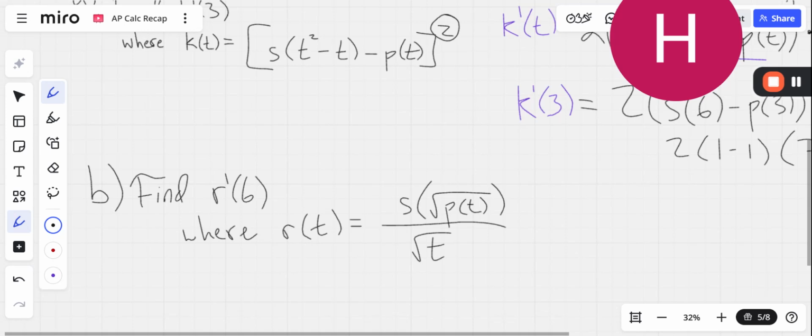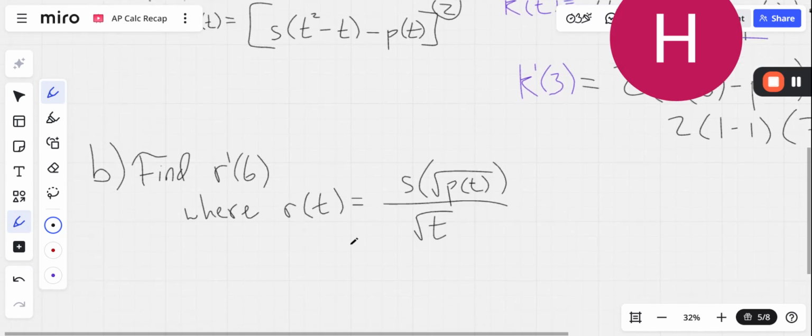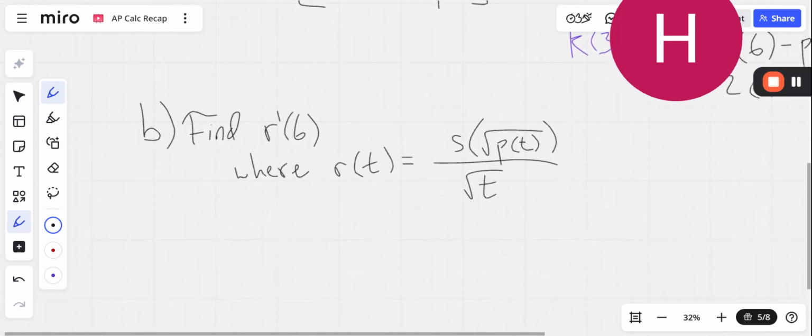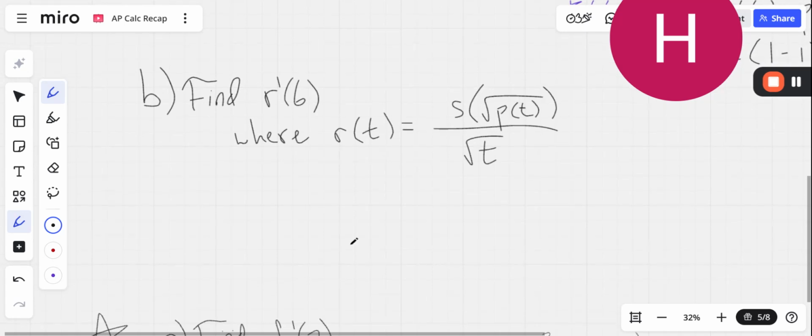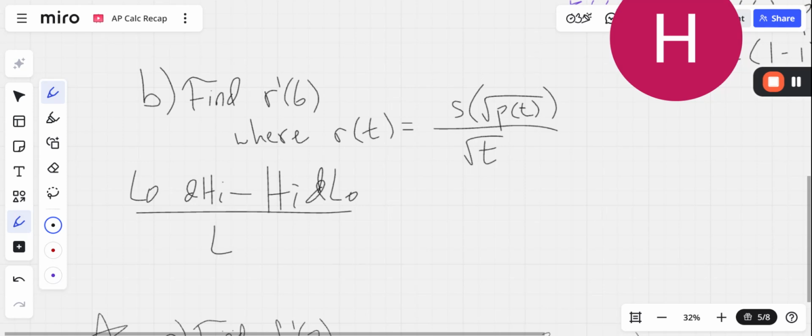Okay, let's move on to part B, which looks a little bit tougher. There's a quotient rule. We're going to have to remember the derivative of a quotient. You might not remember it in this way, but it should make sense when I say low d high minus high d low, all over the low low. Or in other words, the low squared, which is the low times the low.